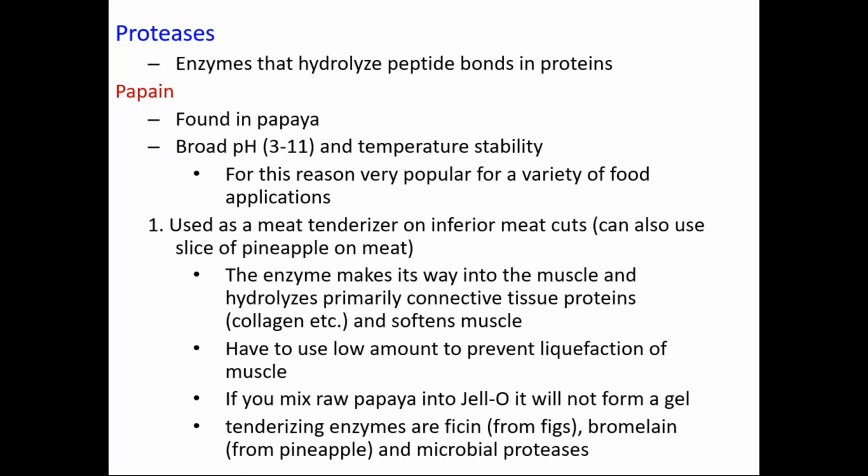You can use this at very low pH. It is used as a meat tenderizer, especially to soften the muscle tissue of animals. You have to use it in very low amounts, and if you mix raw papaya with jello, it will not form a gel. Other tenderizing enzymes are ficin from figs and bromelain from pineapple, including some microbial proteases. However, since ficin, bromelain, and papain are from natural sources, they are preferred over the microbial proteases.